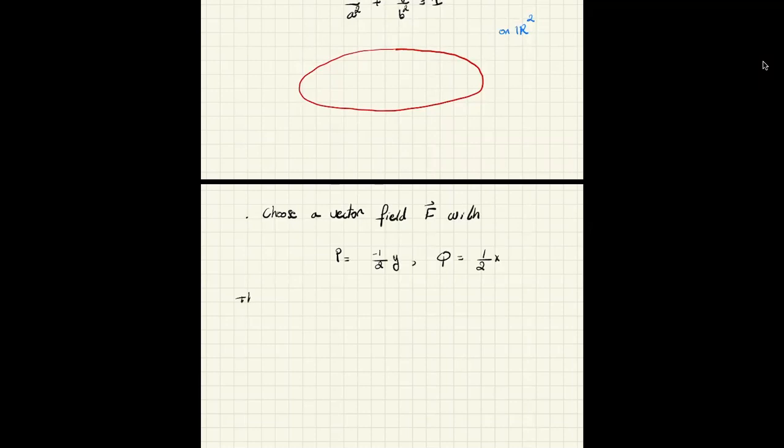Then dQ/dx is 1/2, and dP/dy is -1/2. So these two give that dQ/dx minus dP/dy is equal to 1, right?